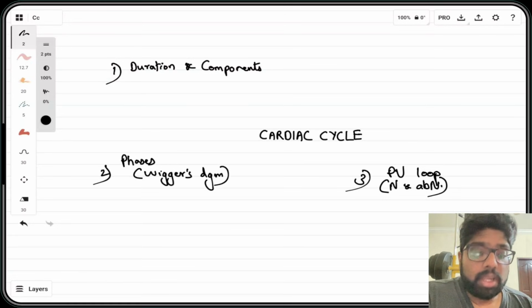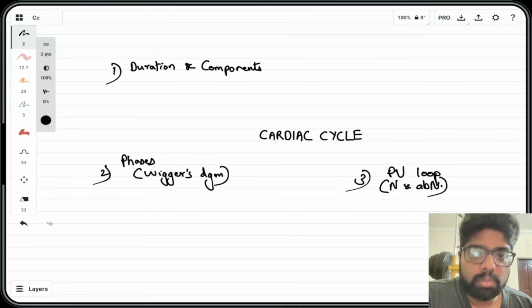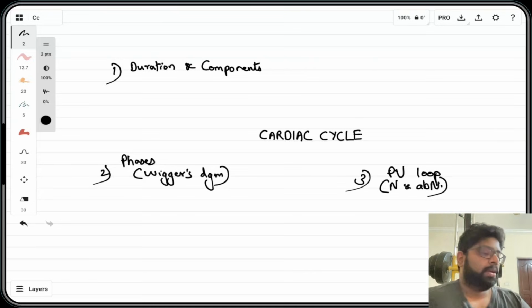Today we'll be dealing with a very important topic in the cardiovascular system known as the cardiac cycle. We'll be discussing the cardiac cycle under three main headings. The first one is the duration and components. The second is the phases of the cardiac cycle, including the Wiggers diagram. And the third one is the pressure volume loop, both normal as well as abnormal. So shall we start? Yes.